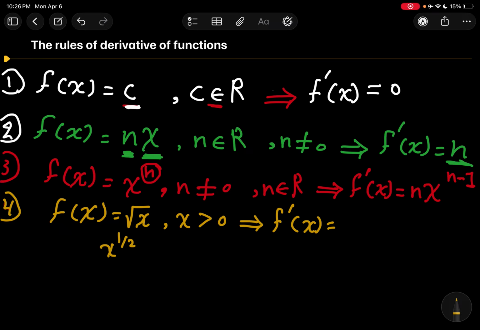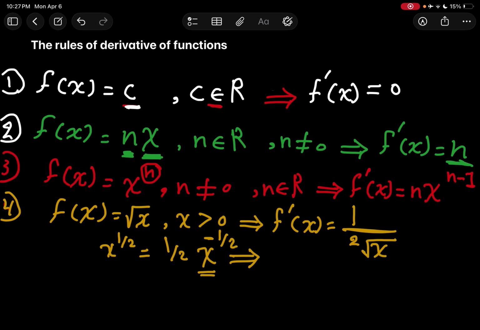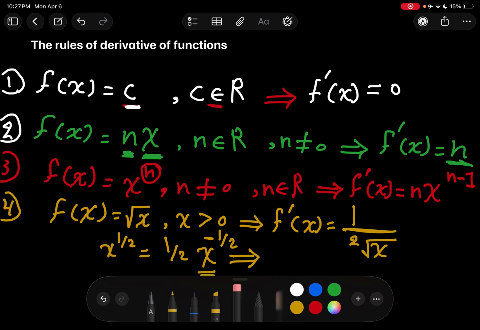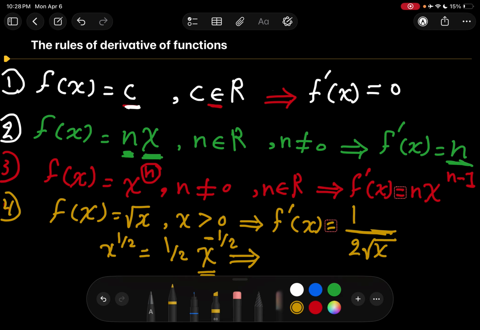x to the half power, or x to the one-half power, equal: put the power down, or the exponent, x to the power negative half. So what should I write here? Half, 1 over 2, because we have a negative exponent, you should put it down as a denominator. Sorry, I wrote it as an exponent here. Let me cancel it, to multiply radical of x.